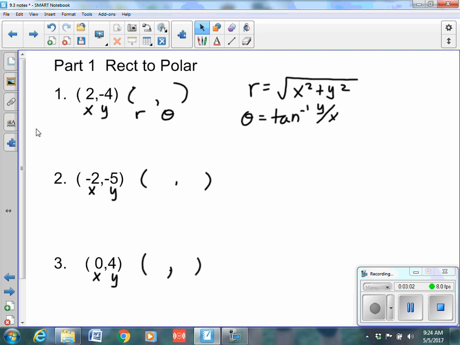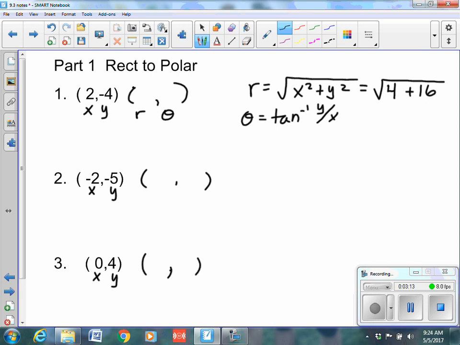Isn't x 2? Isn't y negative 4? So all I'm going to do, I'll show my work, is put 2 squared, which is 4, and negative 4 squared, which is 16. So take 4 plus 16, which is 20, and take the square root of 20. That's your r value. The radius is 4 point, let's just go up to 1 decimal, 4.5. That's the radius of the circle, 4.5.